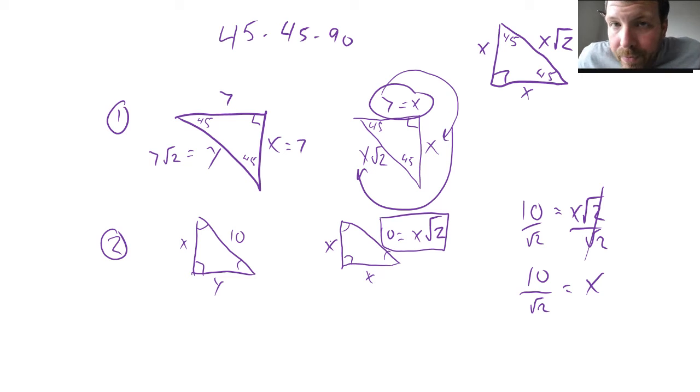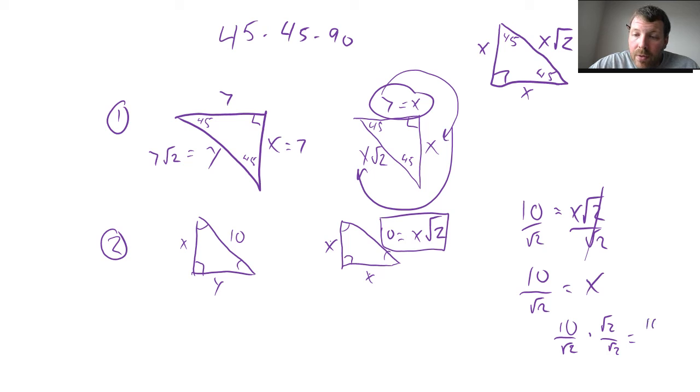Now if you remember, I talked about this before, you can't have that root in the bottom. And so what you have to do is multiply both sides by the square root of 2. So we're going to take 10 over the square root of 2 and we're going to change it by multiplying it by the square root of 2 over the square root of 2. What's going to happen is I'm going to be left with 10 square root of 2 on the top, and then remember the root goes away and I'm left with 2. And so this is what x is equal to.